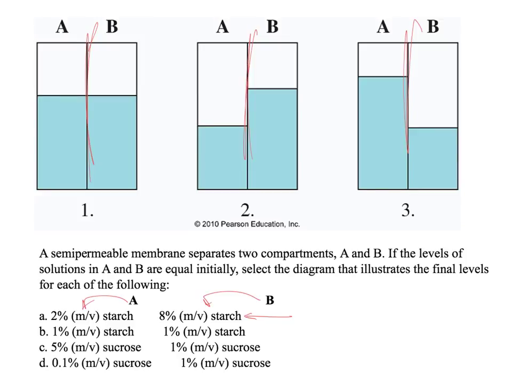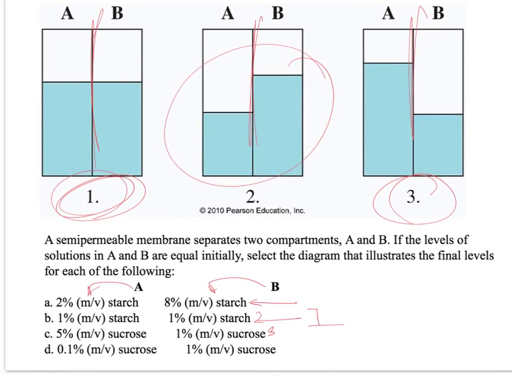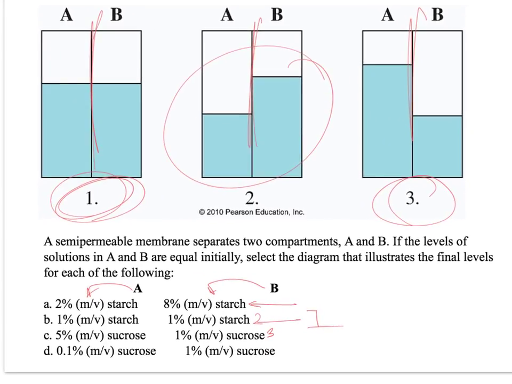Do you remember back on my picture with the green, the starch solutions? Which one would be 2 and 8? Well, this would probably be the 2 and the 8. Which one would have 1% and 1%? In other words, equal concentrations. That's number 1. Which one would have 5% on the A side and B would have 1%? That would be number 3. And which one would have a 0.1 on the left and a 1 on the right? You could probably argue that would be number 2. Obviously, I don't have exact numbers with those. I'm looking for when they're equal, when the left is lower than the right, and when the left is higher than the right. That's all I'm doing there.